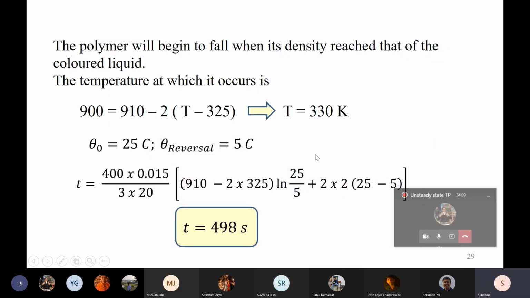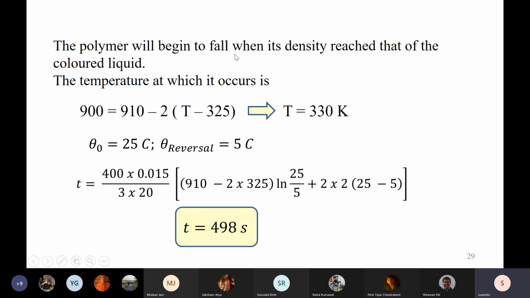In transient conduction, what to do if the Biot number is greater than 0.1? How do you handle such cases?